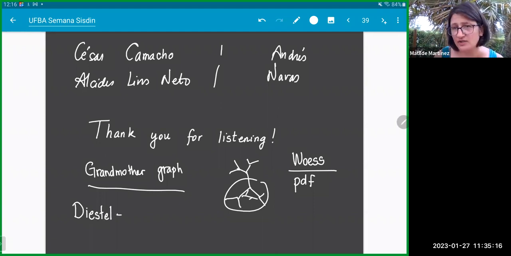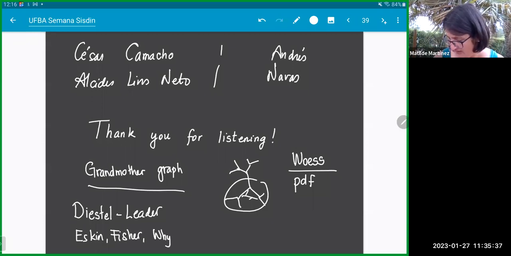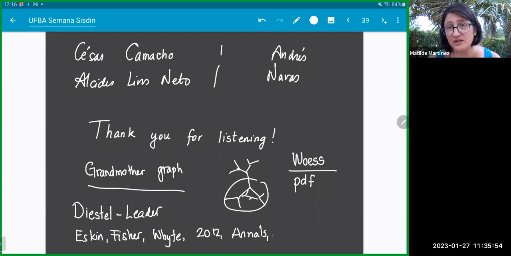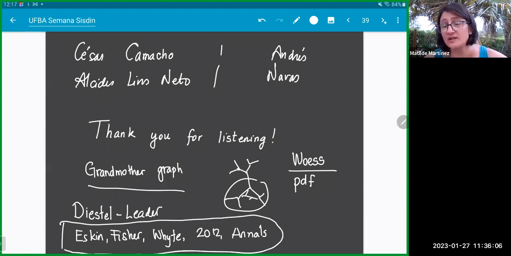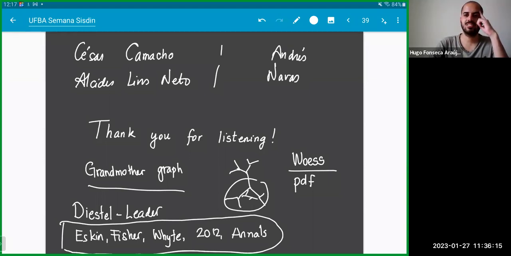The construction is more difficult. It's the diestel-leader graph. This can be found in the paper by Eskin, Fisher, and Whyte, 2012, in the Annals of Math. It's called something like Coarse differentiation of quasi-isometries, or spaces which are not quasi-isometric to Cayley graphs. It has a very straightforward title, and it's also available on arXiv. This is the one which is not quasi-isometric to a Cayley graph. It also has a construction, but it's more difficult. But this one is also vertex transitive.